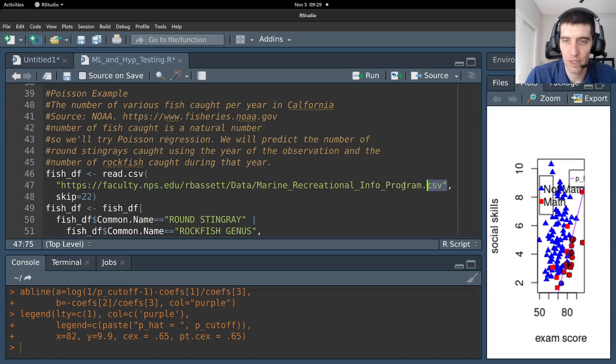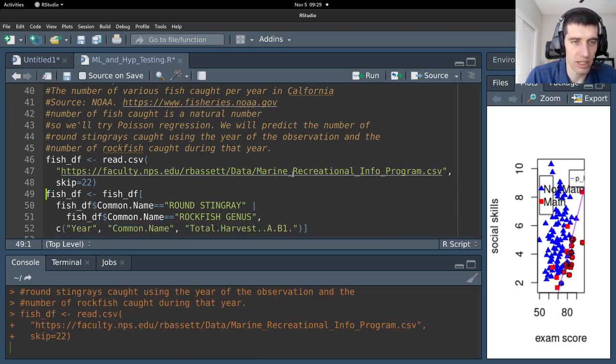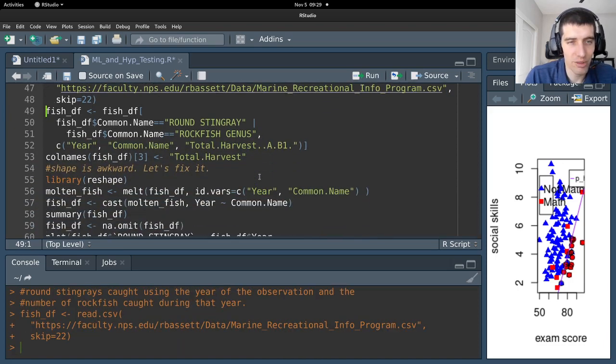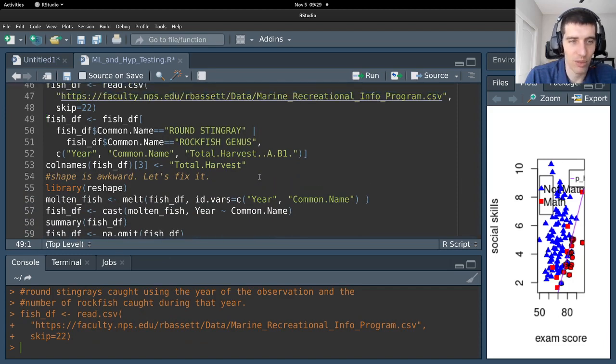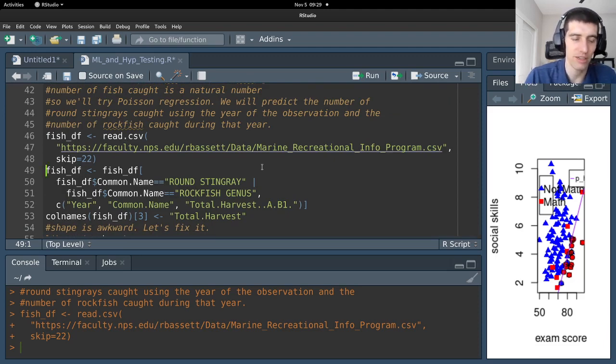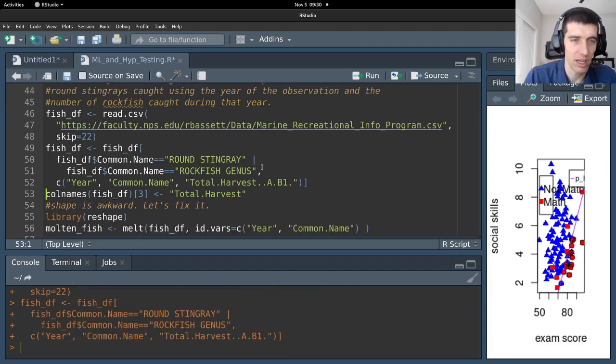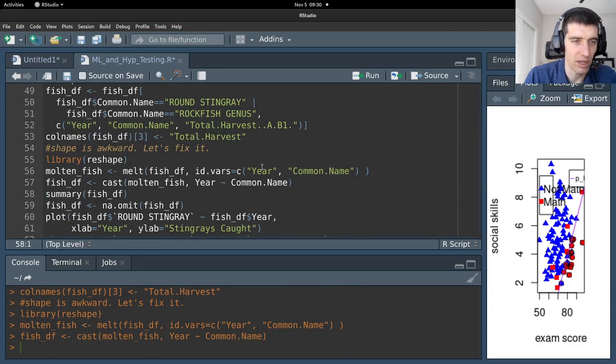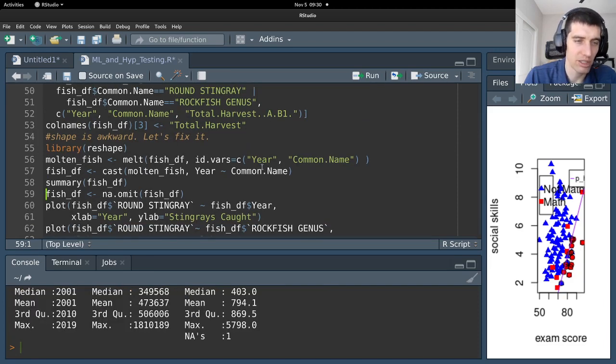This is marinerecreationalinfoprogram.csv. So reading in this code, I'm not going to spend too much time looking at it. But what I did is I had to do some data wrangling to get this into a format in which it was usable. So this is just me looking at it, seeing that it was not the way I wanted it to be, and parsing it into a shape that I wanted it to be. In particular, omitting NAs, things like this, just common data cleaning things.